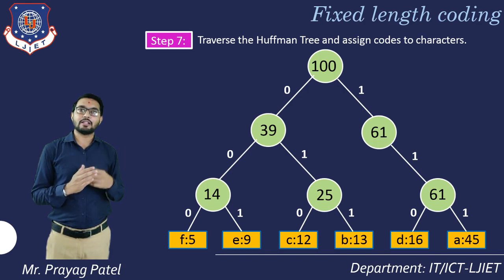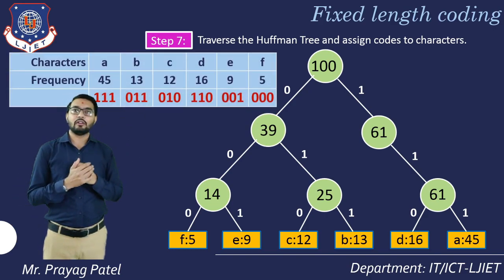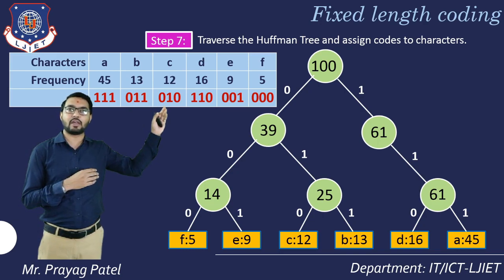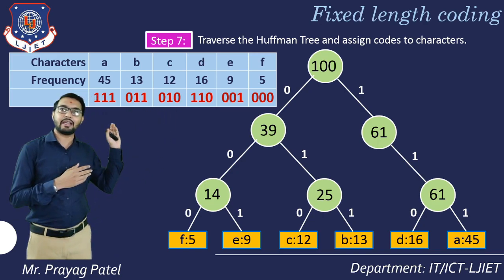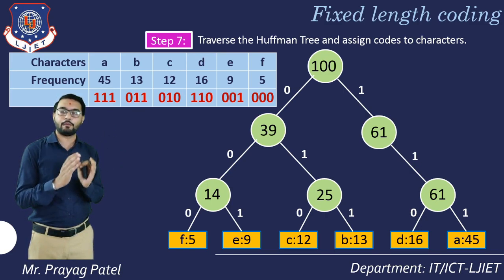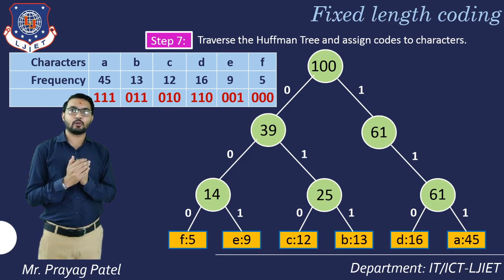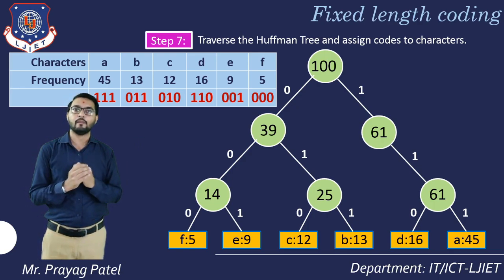Here we traverse the Huffman tree and assign the code to each character. The given characters and frequencies are A45, B13, C12, D16, E9 and F5. The last line is the Huffman code for each and every character. This is a fixed length encoding, meaning each and every character has the same length of code.